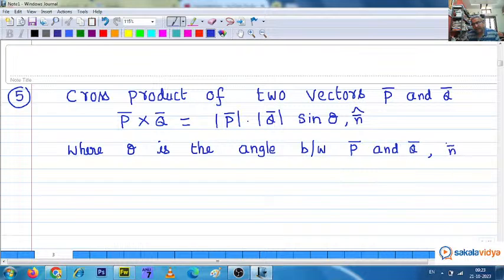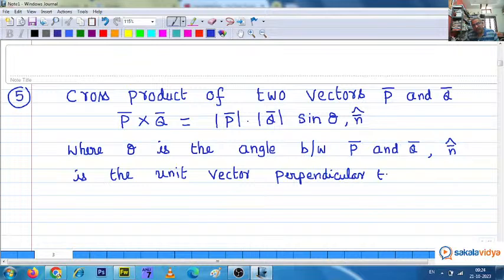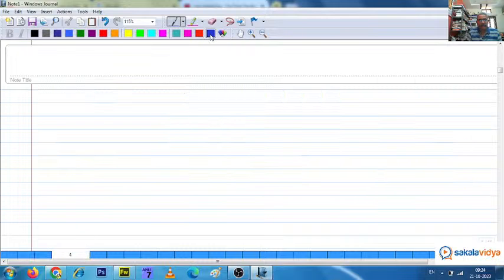N cap is the unit vector perpendicular to p bar and q bar. That means n cap is perpendicular to both p bar and q bar. So this is the definition of the cross product. How do you define the cross product of two vectors? You need to define it like this. Okay, next let us move to the next concept, the sixth concept.